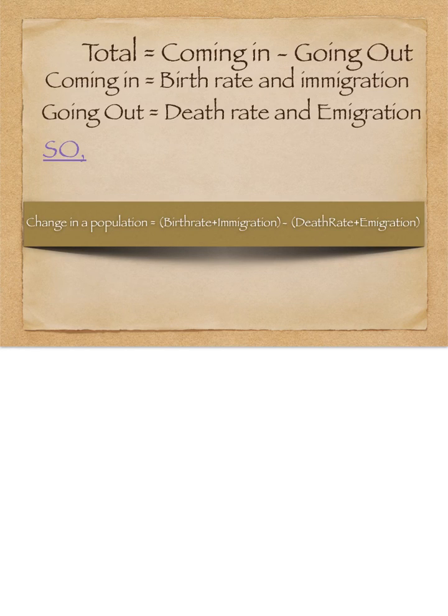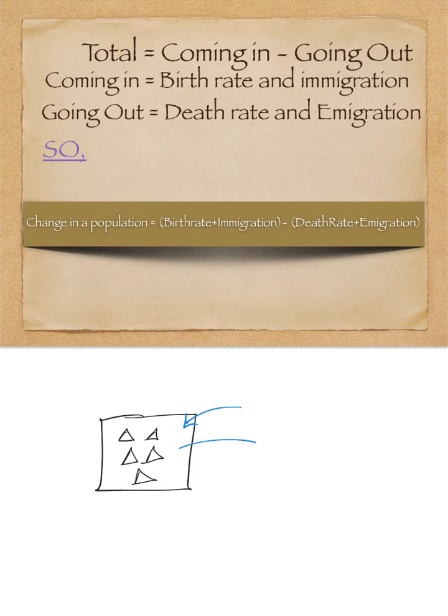Well, the 3 things are really broken down into 2 things, and it's really kind of straightforward. If you have a population, let's say, let's put it in a box, and let's put 5 triangles in the box. What's going to determine the change in the number of triangles over time is how many are coming in versus how many are going out of that population. That seems pretty straightforward. In versus out.